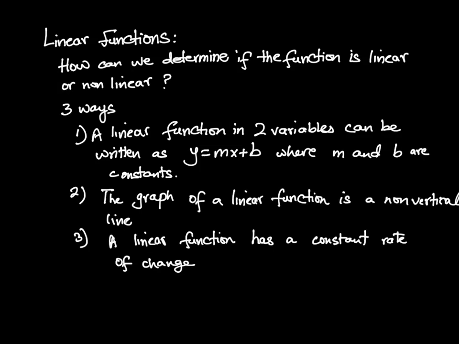So there are three ways we can find out if the function is linear or not. Okay, so the first one is written in y equal to mx plus b. Second is the graph is a non-vertical line. And the third is that a linear function has a constant rate of change. So the rate at which it's changing is constant.